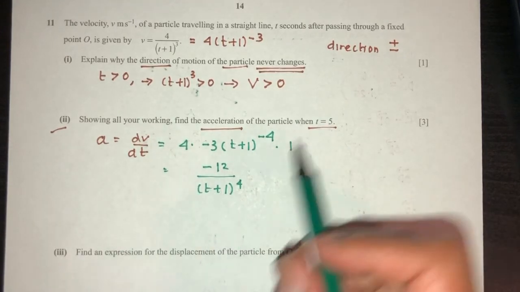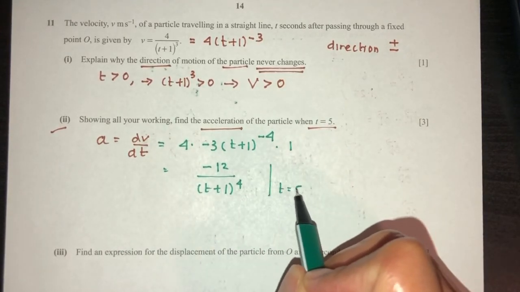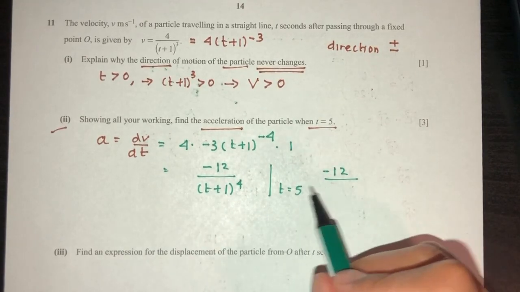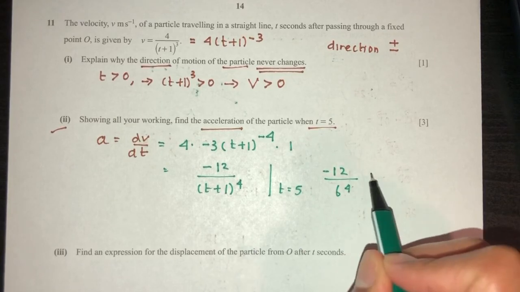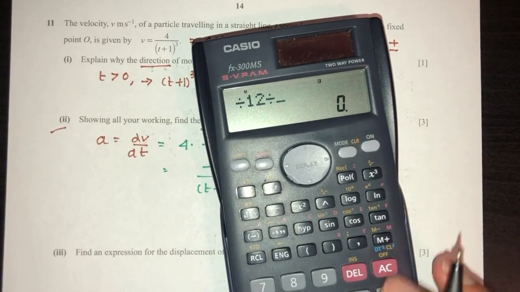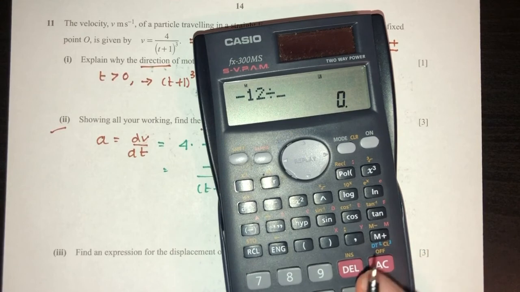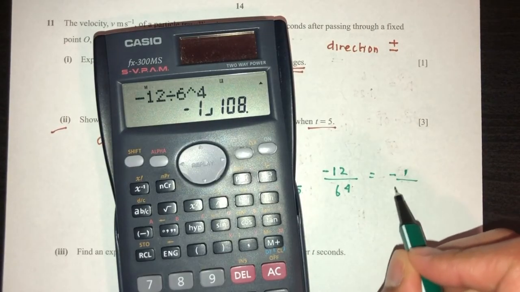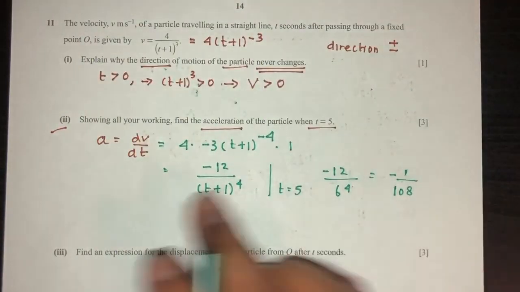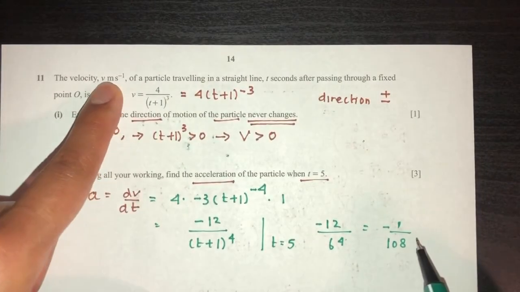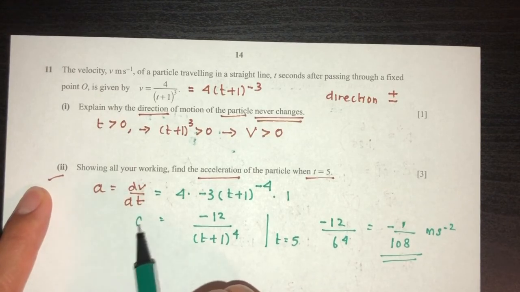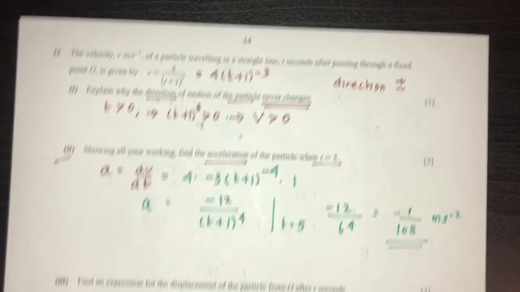Now you have to find this value when t is equal to 5. So replace this in here. You will have minus 12 over 5 plus 1 is 6 power 4. So minus 12 divided by 6 power 4. That should be minus 1 over 108. And that will be in terms of meters per second squared. That is your answer for part 2. That is your acceleration a at time t equal to 5.